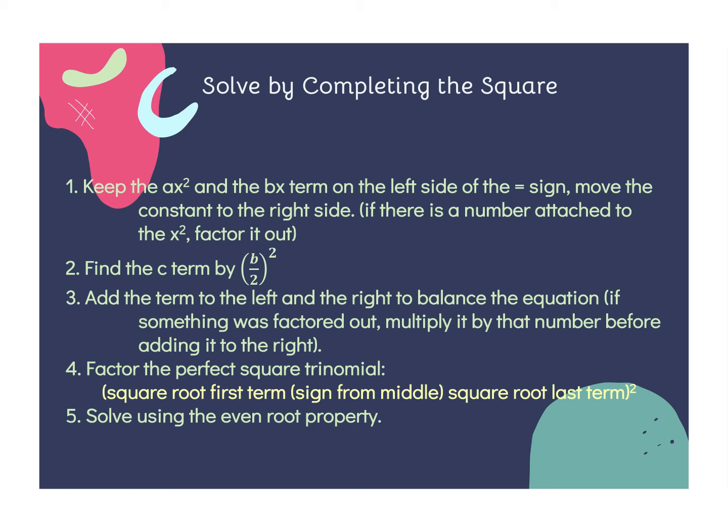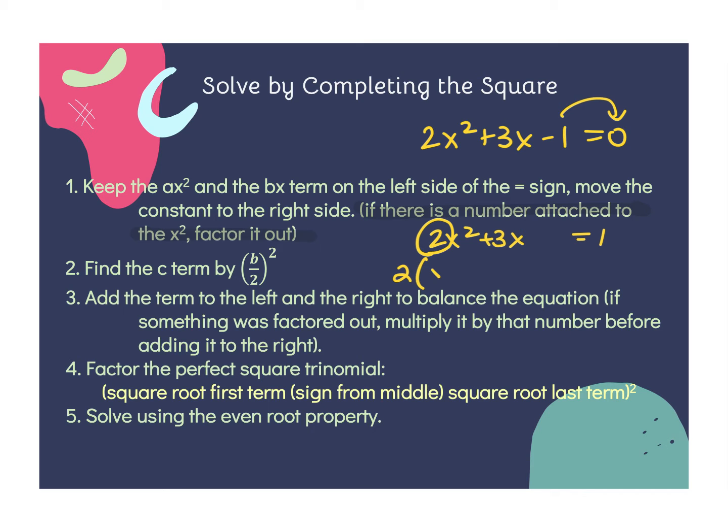If there is something attached to the x squared other than 1, we're going to factor it out at that point. So let's say, I'm just going to make numbers up, I had 2x squared plus 3x minus 1 equals 0, okay? First thing I would do is bump this over here. So I'd get 2x squared plus 3x equals 1. Then if there's a number attached to the x squared, I'm going to factor it out. So it's going to come out in front of the parentheses, which means it comes off of both of these terms. And my middle term is now 3 over 2.